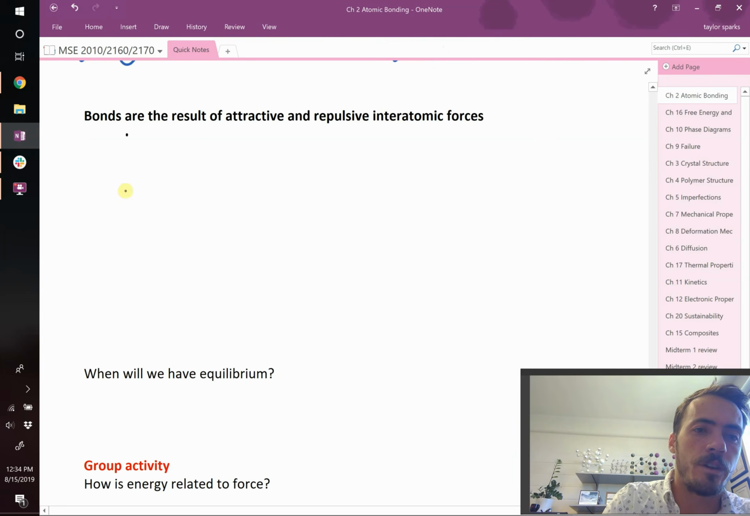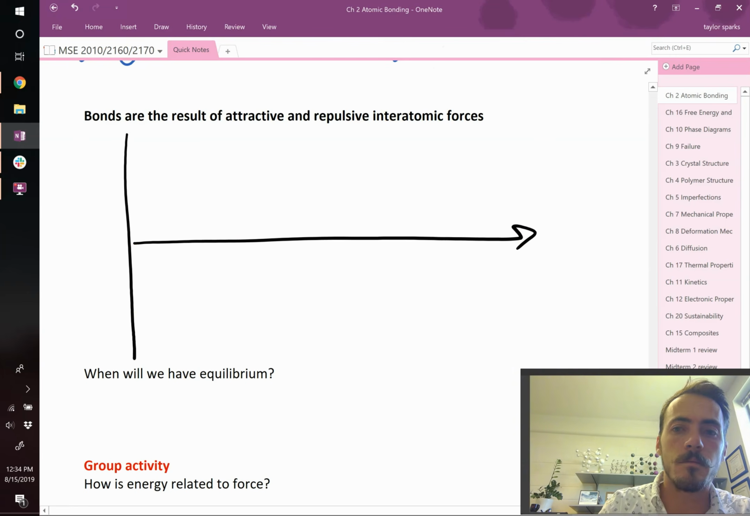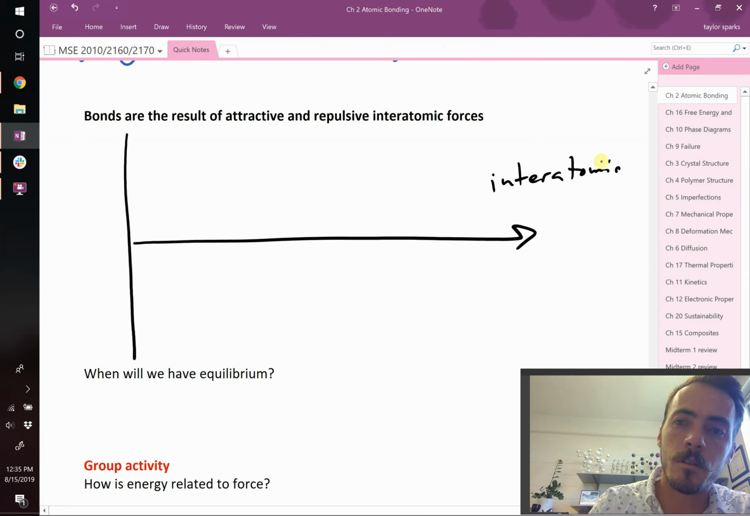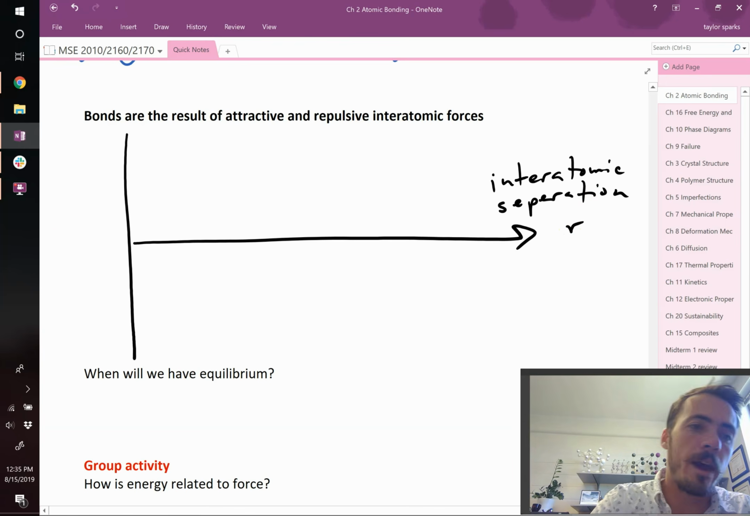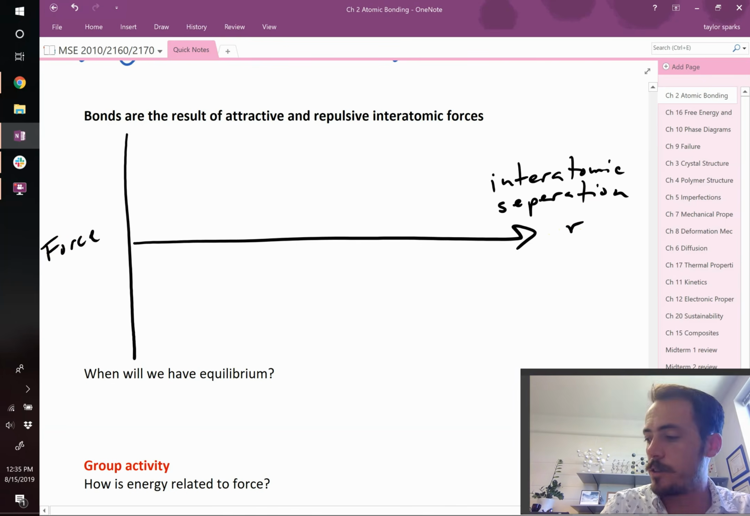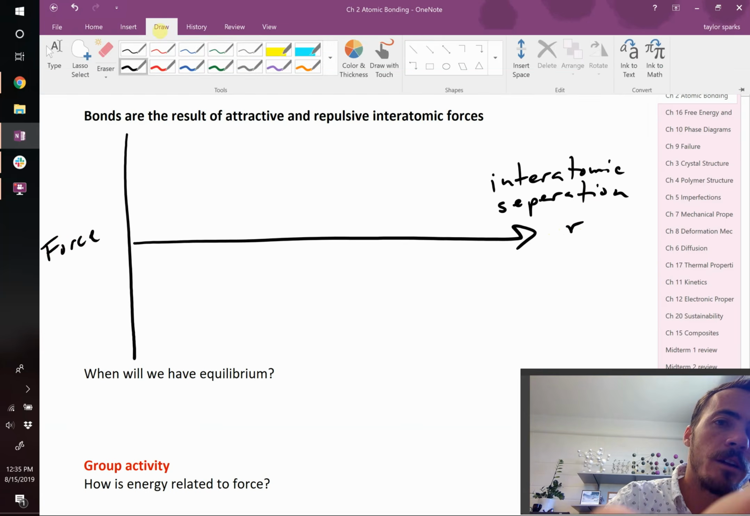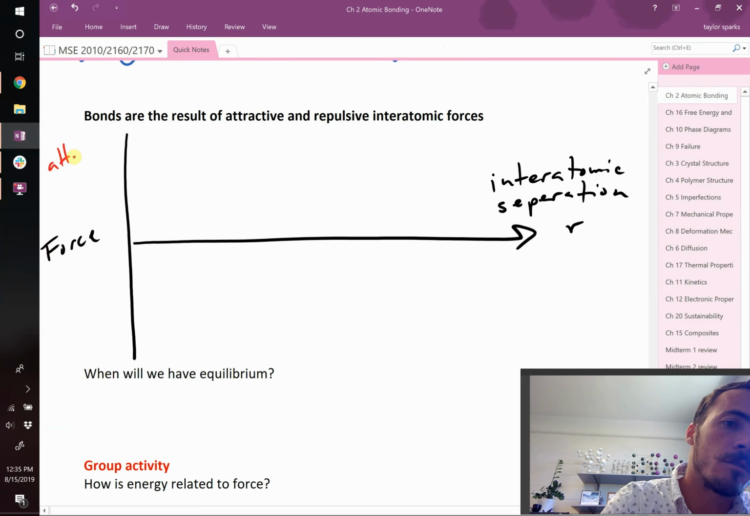So we're going to draw here. This is interatomic separation, which I'm just going to call R. Okay? Now on the y-axis we've got force. On the positive side, we're going to call it an attractive force, and then on the negative side, we'll call that a repulsive force.